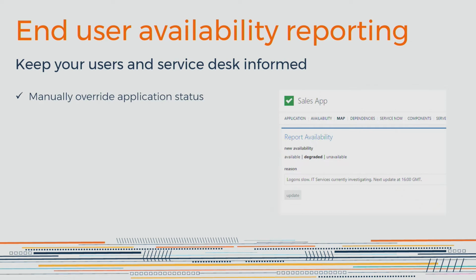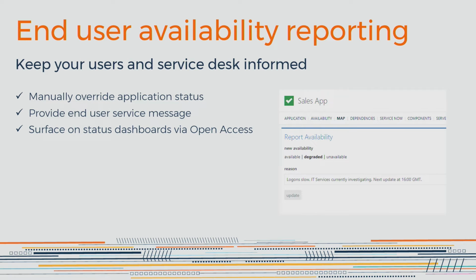So you can keep your users and your service desk informed by manually overriding the application status. So you don't have to rely on SCOM running some monitor or PowerShell script in the background. You can actually interactively set the health state of the application. You can then, of course, provide an end user service message. So an example on the right there, you can actually now go beyond just what the SCOM alert would tell your service desk or your end users and put in something that's much more meaningful. And you can surface that, of course, on status dashboards using the new matrix tile and push that out via open access to all of your users.